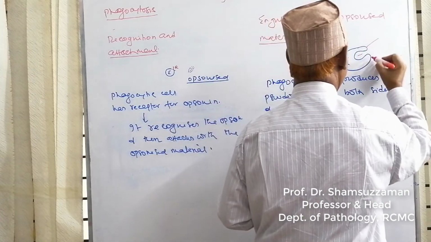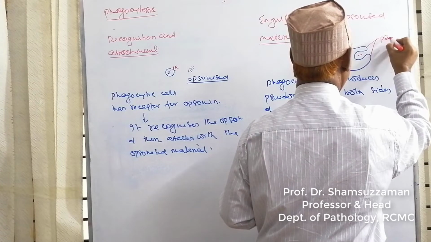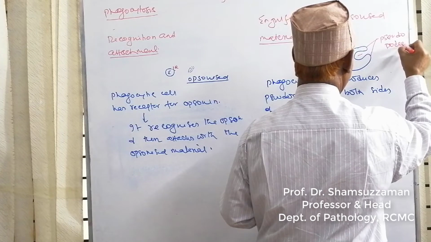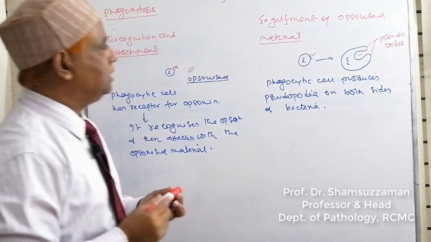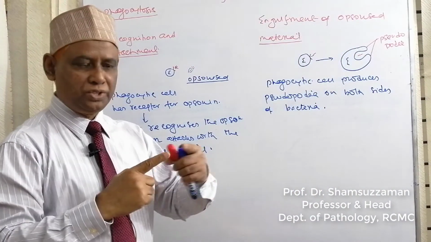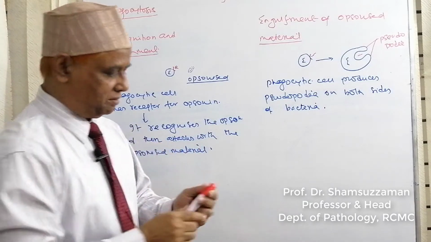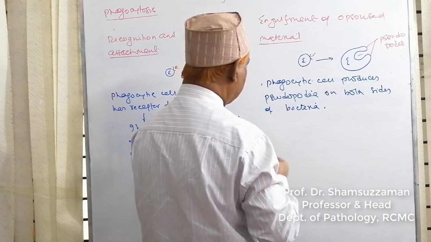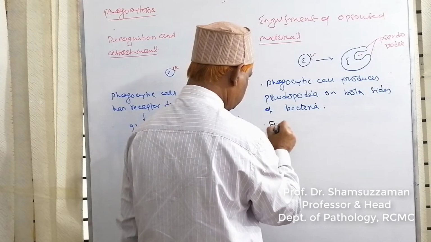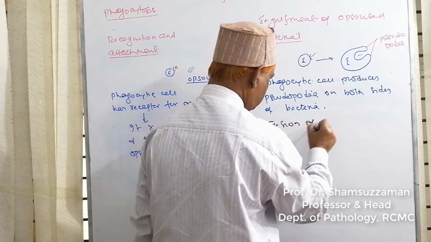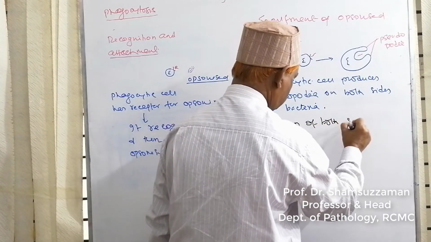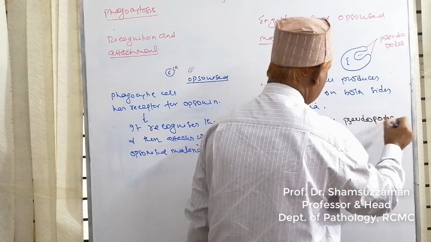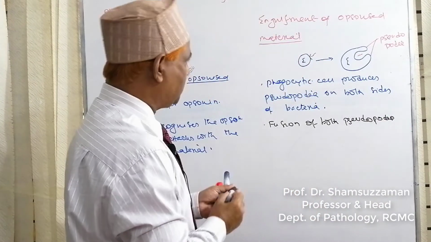These are the pseudopodia. Then both pseudopodia fuse at a limiting plate. What happens then? Fusion of both pseudopodia, like this.